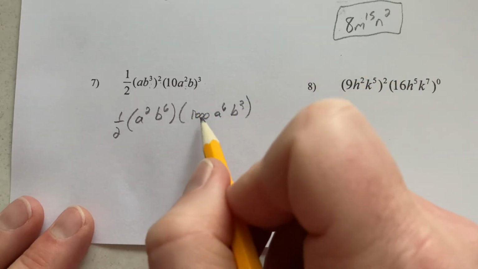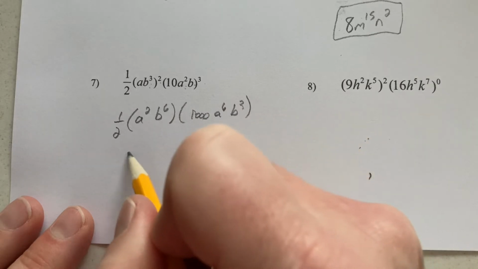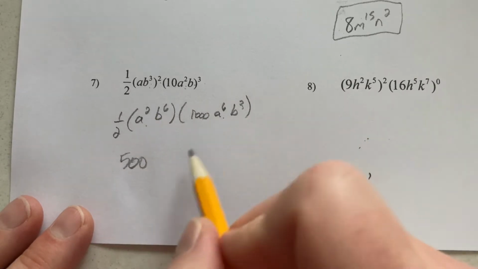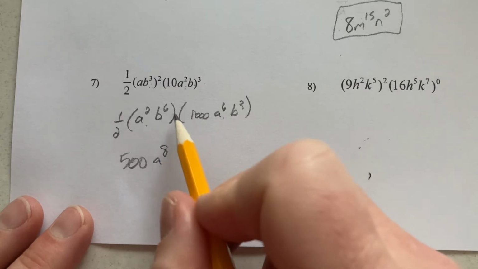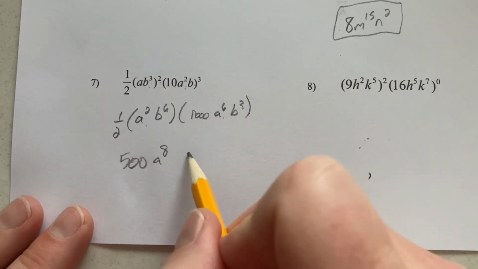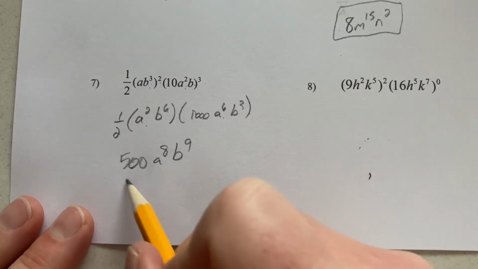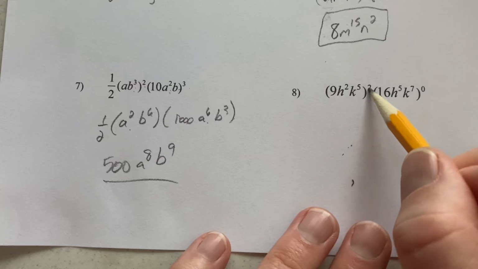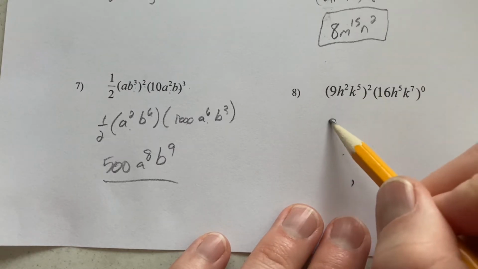All right. Now I can go 1,000 times a half. Half of 1,000 is 500. I've got a squared, a to the 6th. Put those together, that'll be a to the 8th. Put the b's together, and we'll have b to the 9th. There's our answer there. Over here, I got this squared, so 9 times 9 is 81.